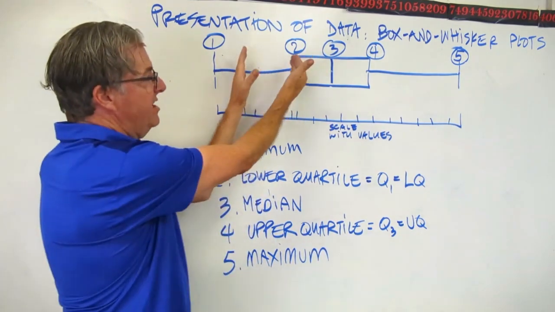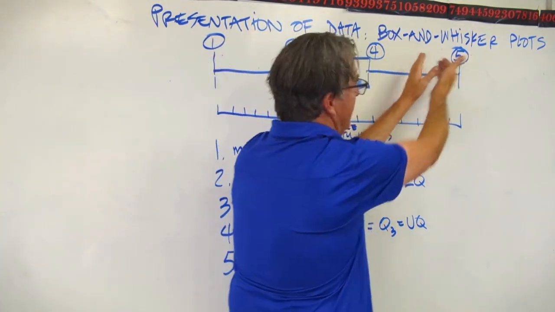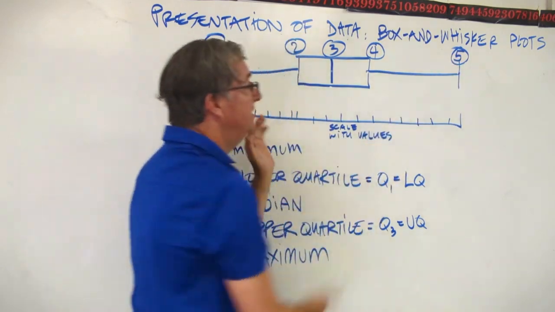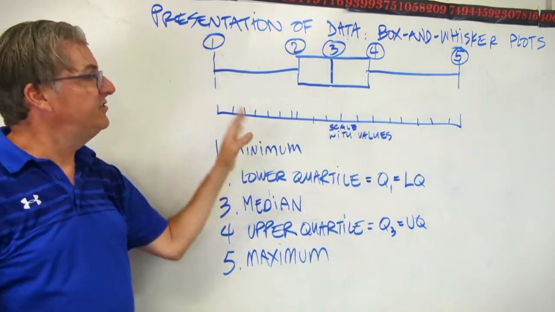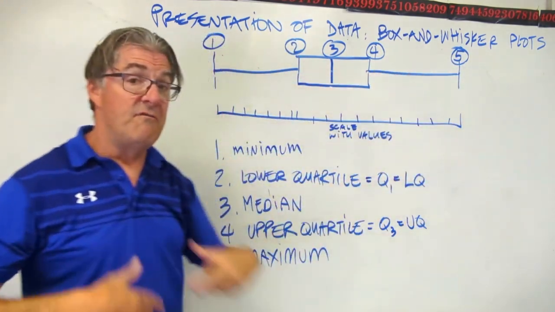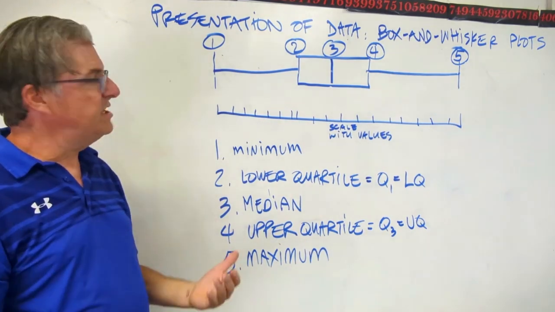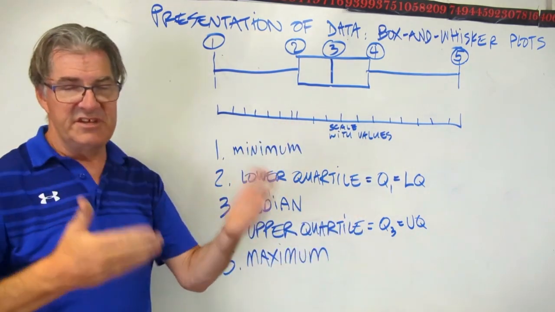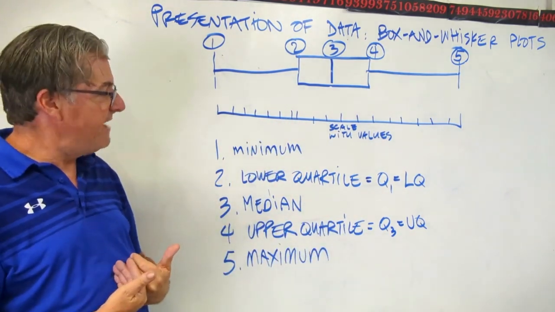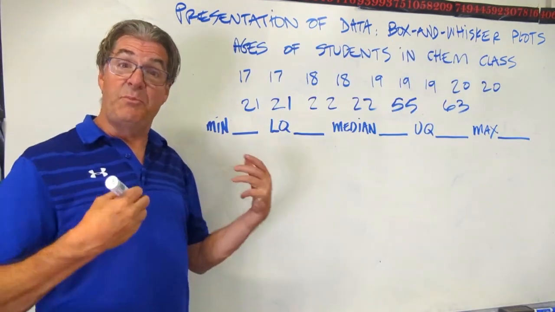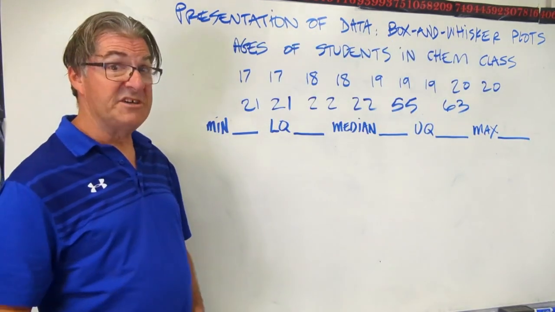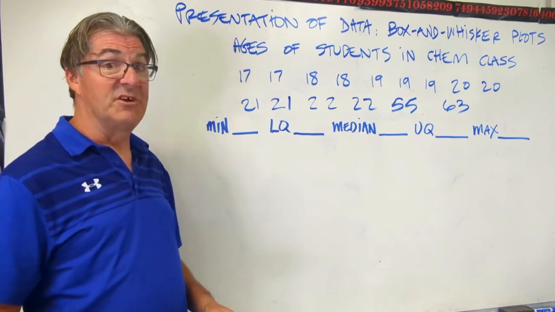You can have a box all the way down here, you can have a box all the way down here, you can have a box that's pretty big, you can have a box that's pretty tiny. And so you can see how this diagram very quickly gives you a sense of spread, center tendencies, things like that. All right, let's build our very own box and whisker plot based on some real data.